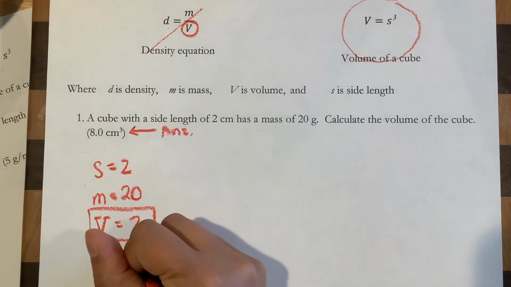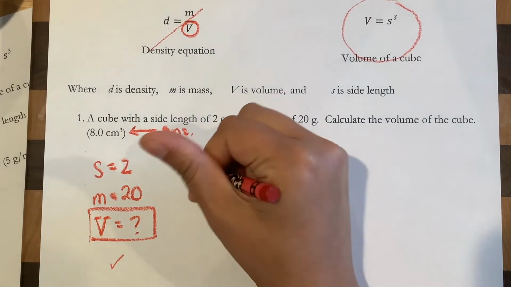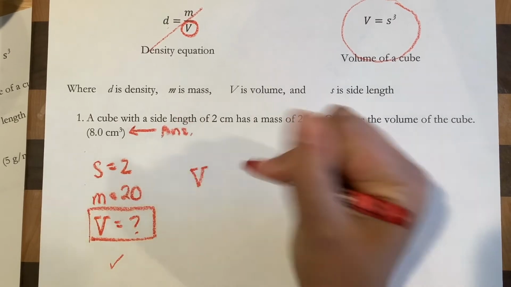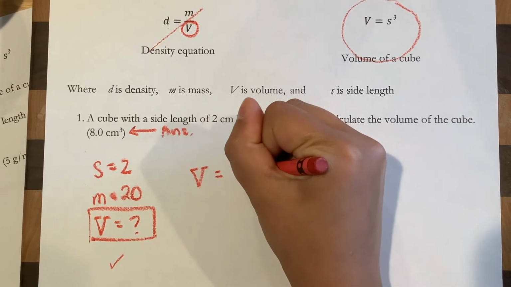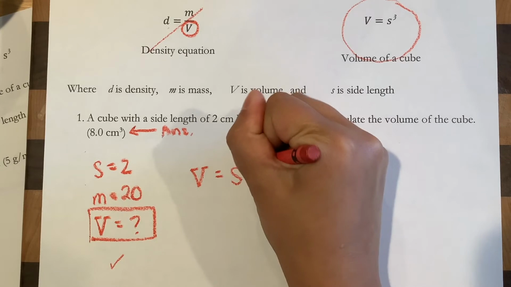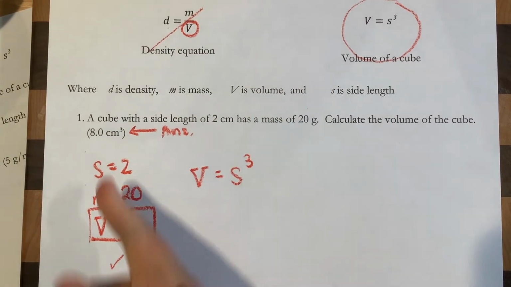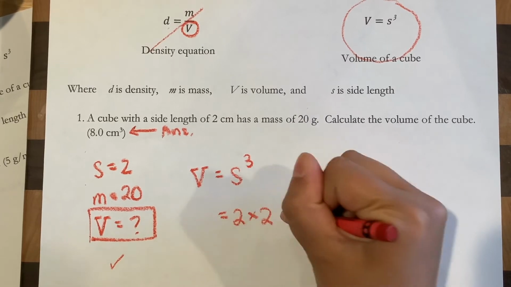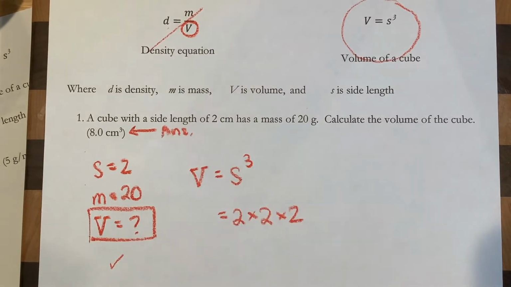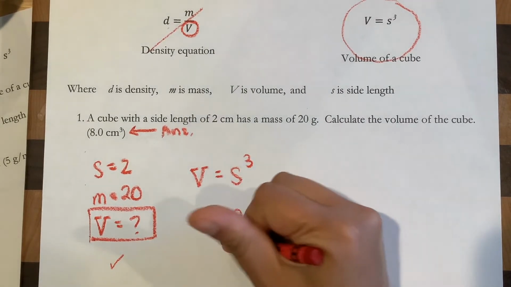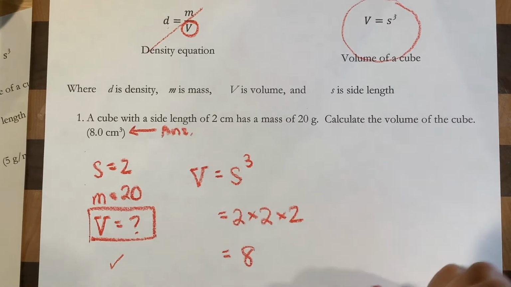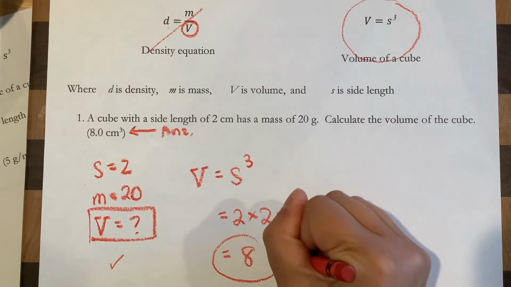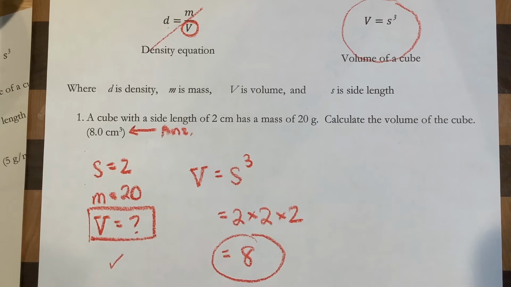So I did my knowns and unknowns. Next, I write down the equation. The equation I chose is V is equal to S cubed. S is just the number 2. So 2 times 2 times 2, cubed means multiply 3 times, gives me 8. So my volume is 8 centimeters cubed.